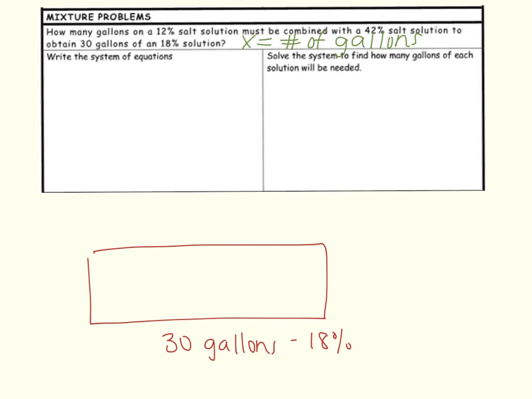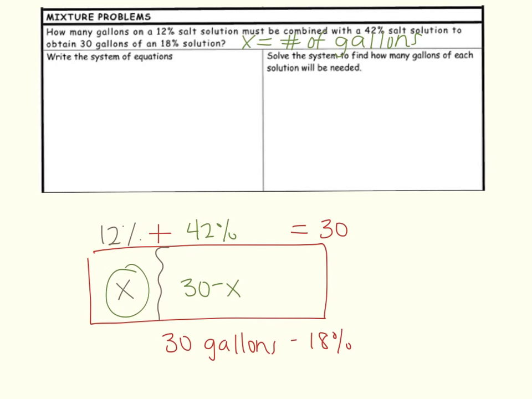The first part of my problem says 12%, or part of that, which we're going to call x, is a 12% solution, and the remainder, which is 30 minus x, because it was 30 gallons and I'm taking away x, is at 42% salt solution. So the combination of the 12% and the 42% has to give me 30 gallons at 18%. So how am I going to write that as an equation?